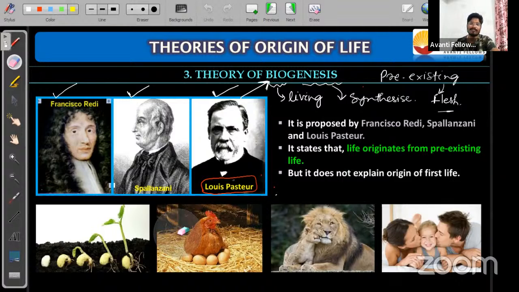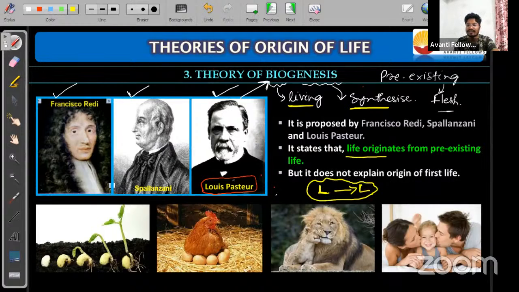So it's very simple. Theory का मतलब ये है pre-existing life, मतलब flesh or something like that. Okay. So living matter से ही living organism बना है. So according to them, life has originated from living matter only. Okay. Life originates from pre-existing life. ये बता रहा है देखो.